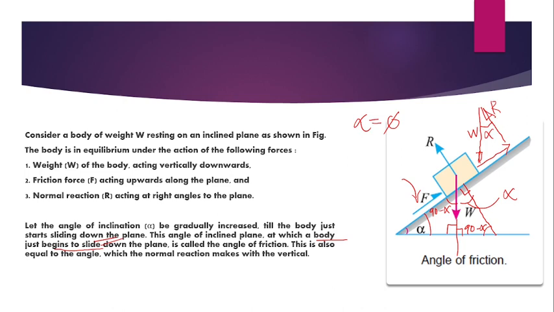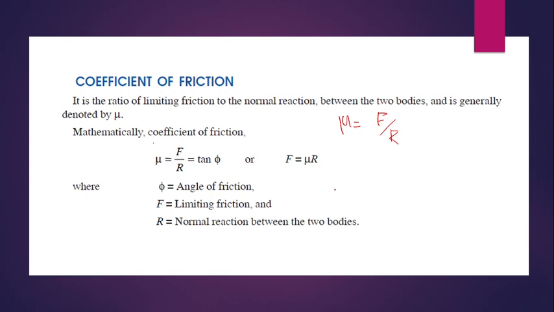From this particular triangle or force polygon, tan alpha is equal to opposite side by adjacent side. The opposite side is the frictional resistance F, and the adjacent side is R. Then F by R is equal to tan phi, where alpha is equal to phi in the case of the angle of friction. Then mu is equal to tan phi whenever the friction is limiting friction. Whenever the friction is limiting friction, alpha is equal to phi.